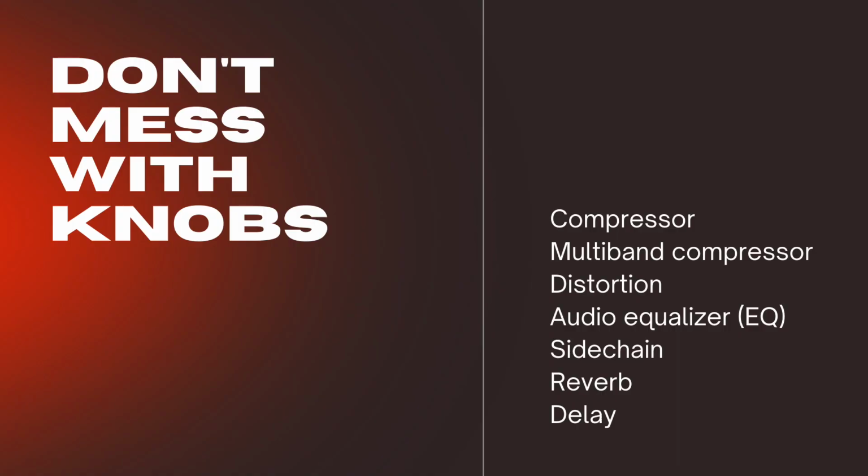Number 7, don't mess with knobs. Don't ever be in the position where you're like, well, I don't know what to do, maybe I'll just tweak this a little, not really understanding the reason behind it. Take 10 minutes on Wikipedia to actually understand what all these different knobs do. This way you can achieve the sound you want quicker and you're not doing a guess and check sort of thing. Here is a quick list for starters: compressor, multiband compressor, distortion, audio equalizer, also known as EQ, sidechain, reverb, delay.